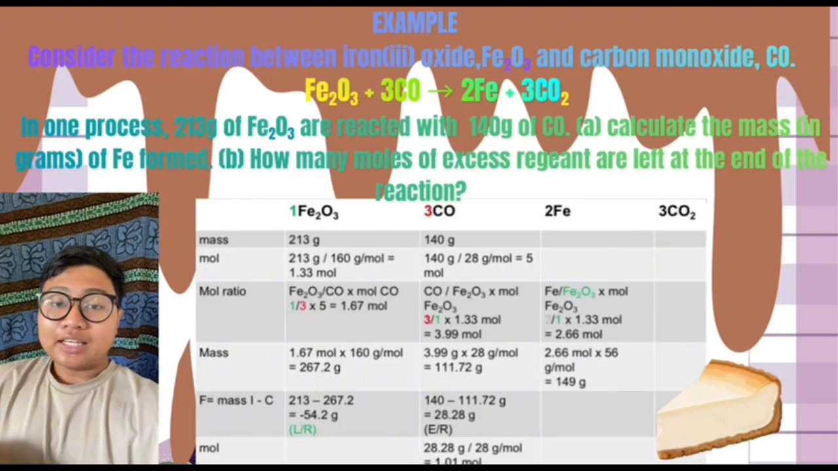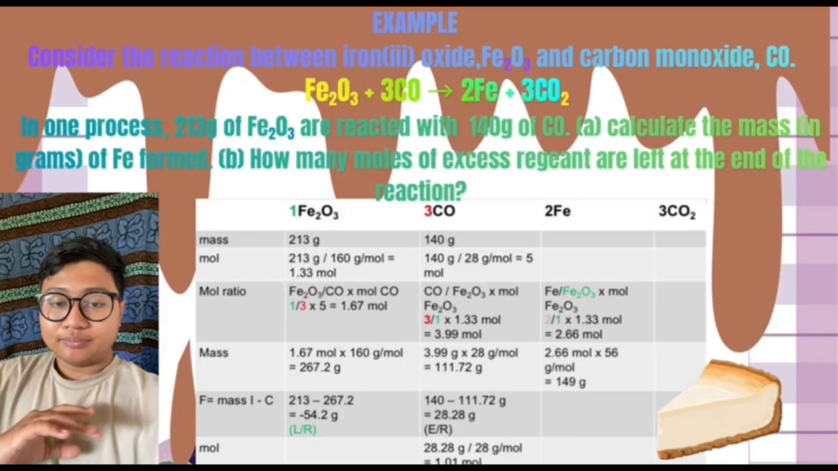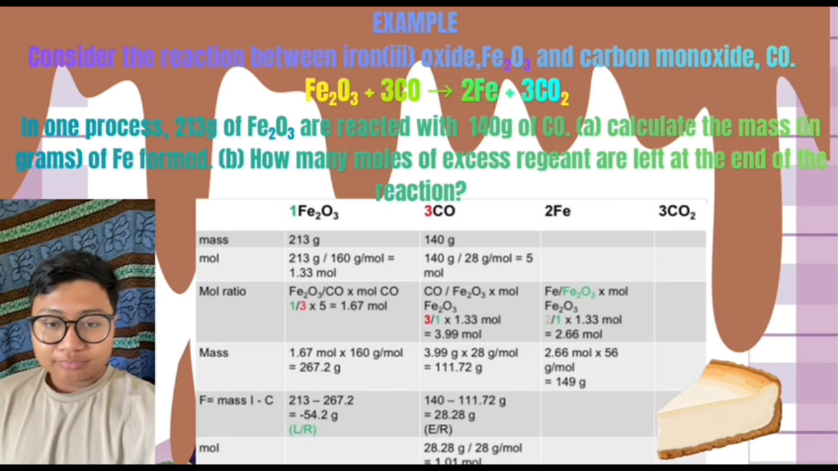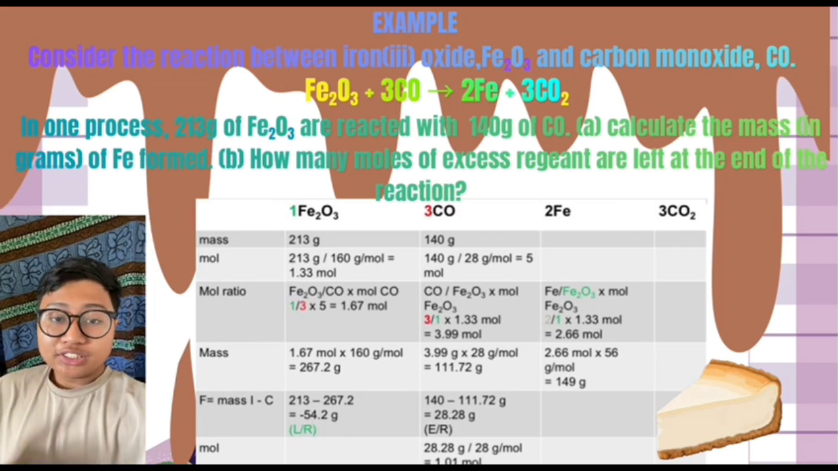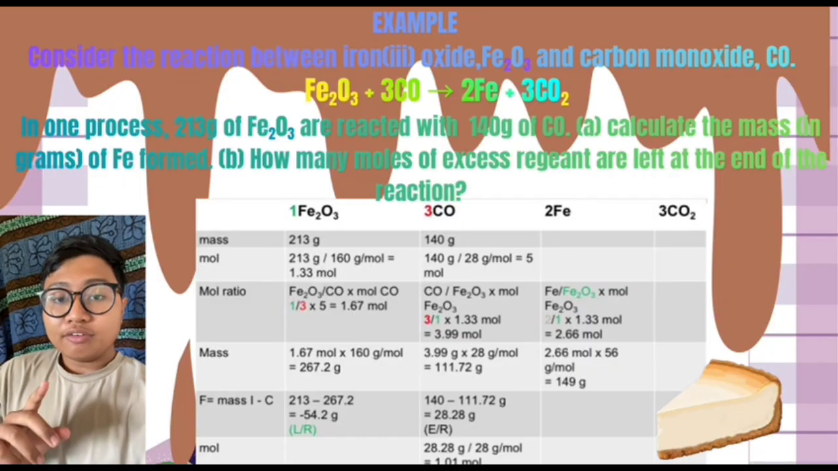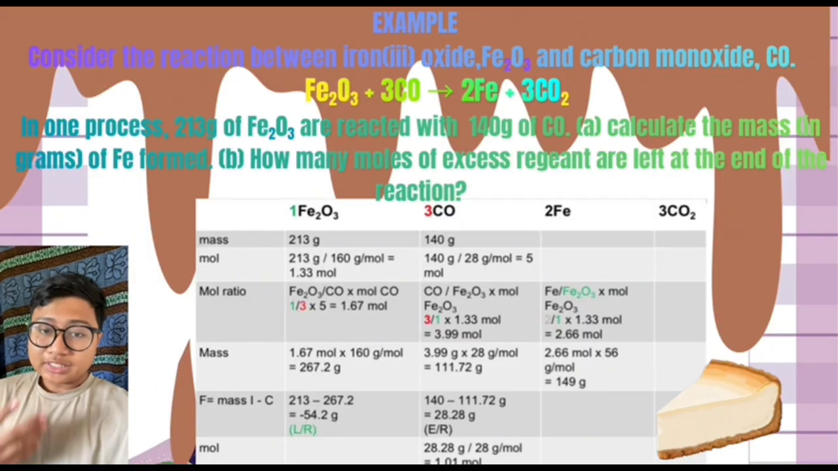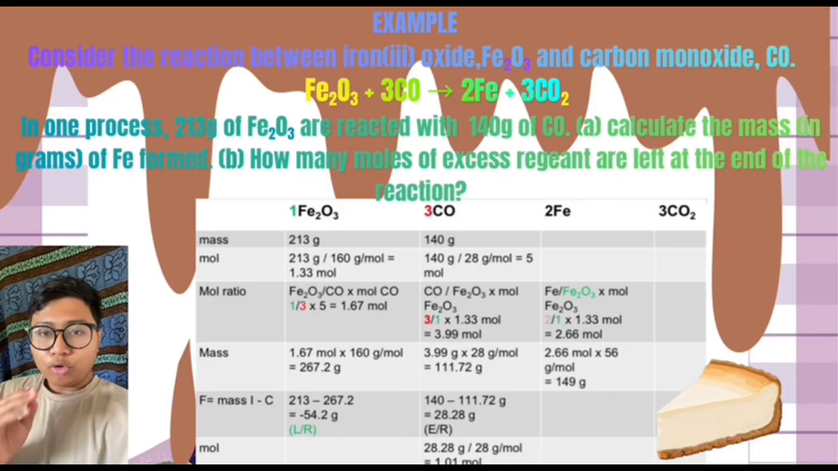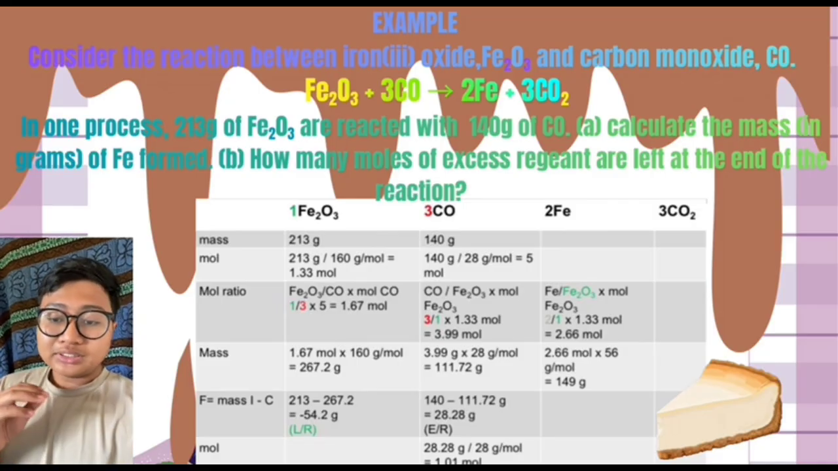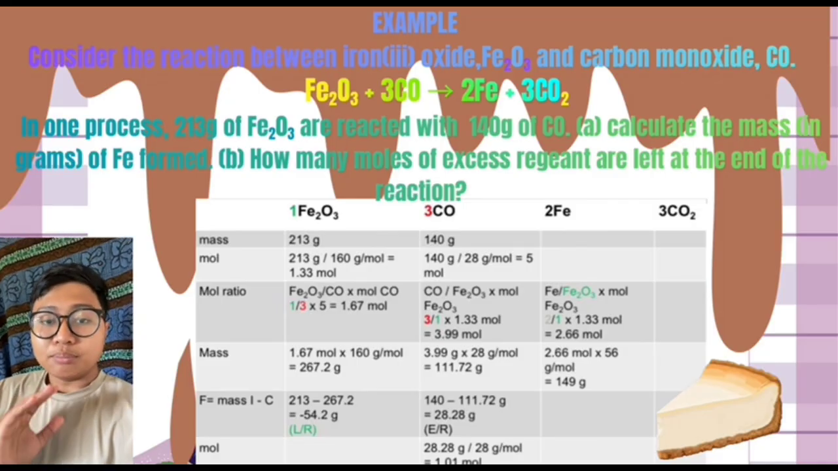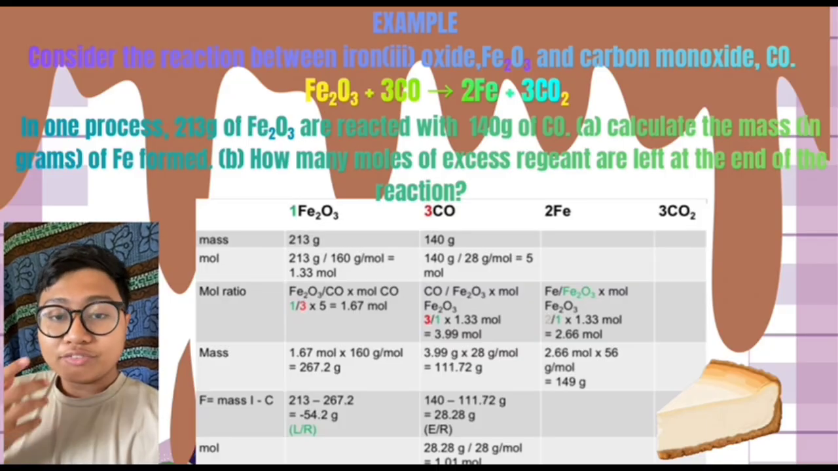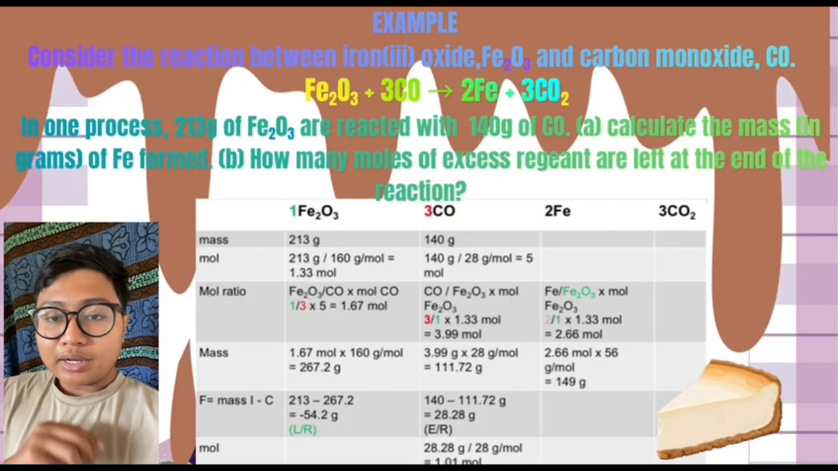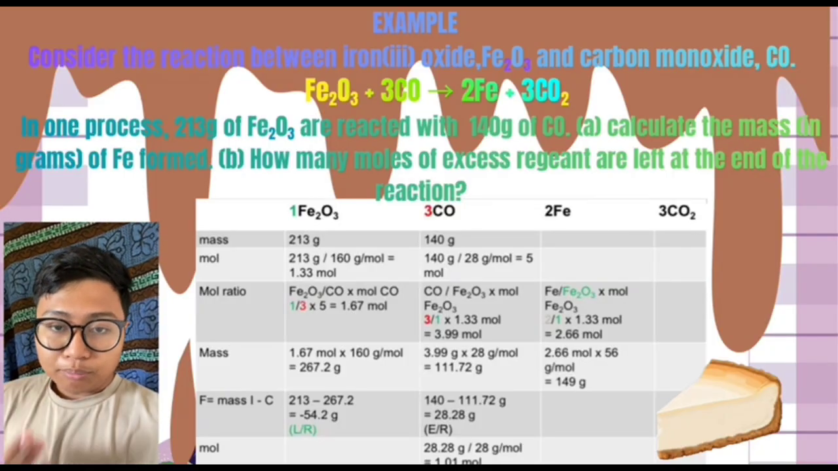This is an example of a limiting reactant equation, where there is I, C, and F. I means initial, C for change, and F is for final. For the initial, we must find the mass and the mole of the molecules. For C, we must find the molar ratio and the mass. Lastly, for the final, we must find the mass of I minus C and find the mole.